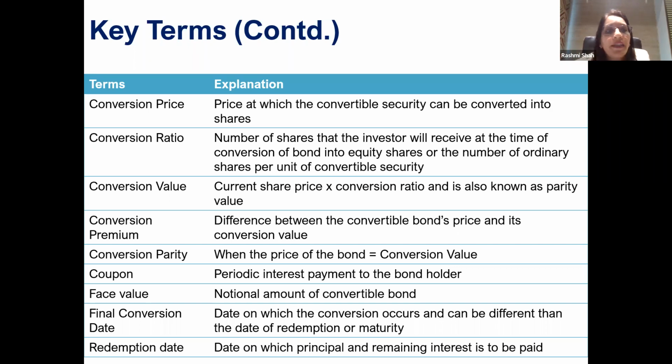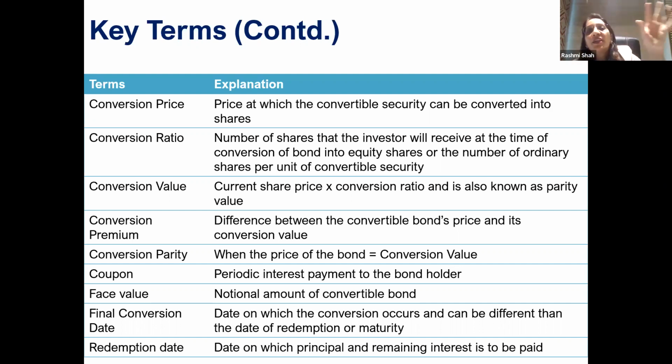Then we come to the next concept called conversion parity. This will happen if the convertible bond's price is equal to the conversion value. So if the bond price is equal to the conversion value, it means that the conversion is at par or it's having parity. Using the previous two examples, say the current share price is 80 instead of 50 rupees, then both the convertible bond's price and the conversion value become equal. They both become equal to 400.